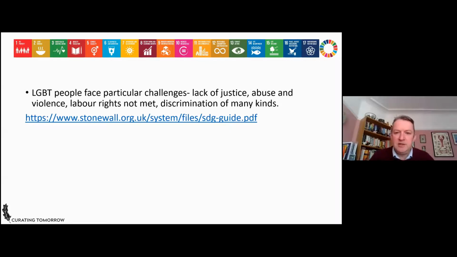A lack of access to justice, abuse and violence. They're often discriminated against in work. And Stonewall have produced a really excellent guide for how they are particularly impacted in relation to each of the 17 SDGs.